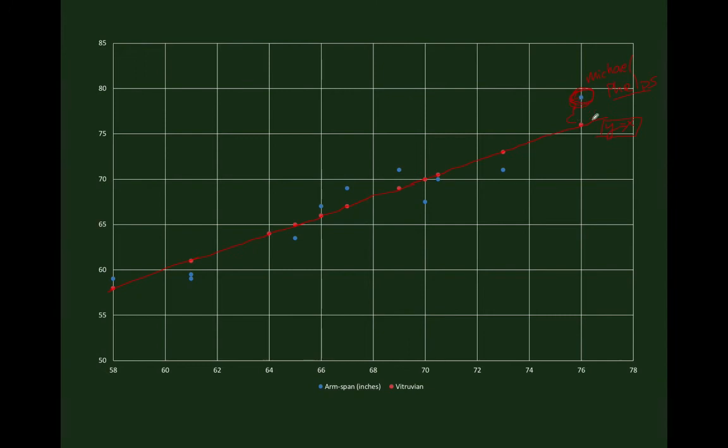So anyway, there's an example of how to plot points and draw a graph. One of the really useful things about the graph is we can begin to see relationships between our variables, in this case, height and arm span. So that's it for this video, and I'll see you next time.